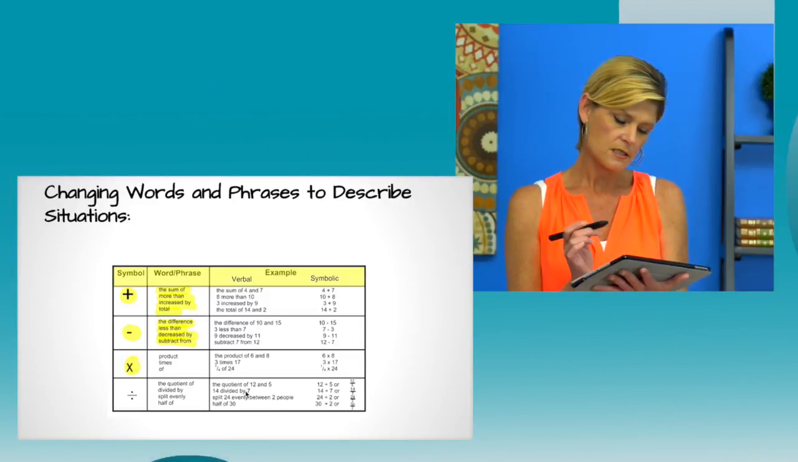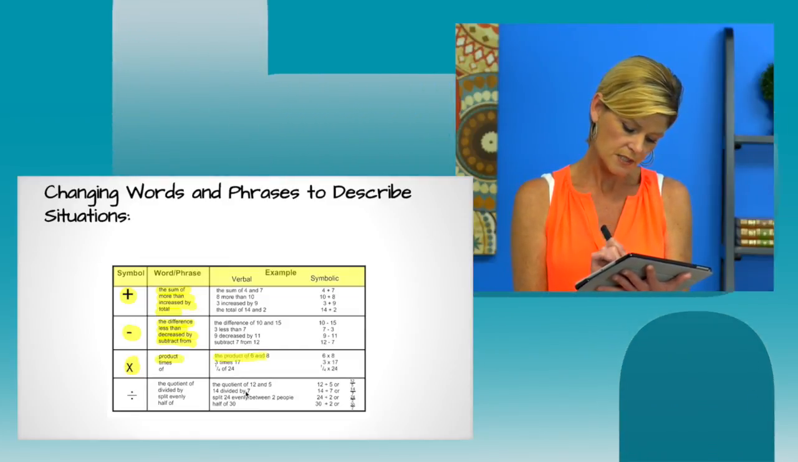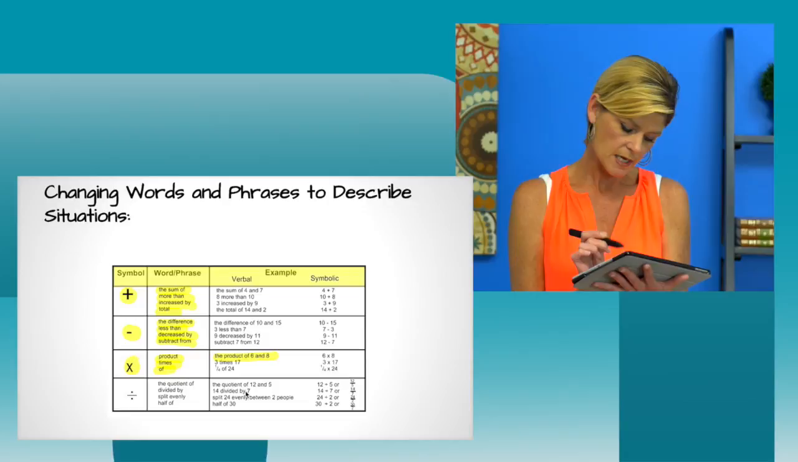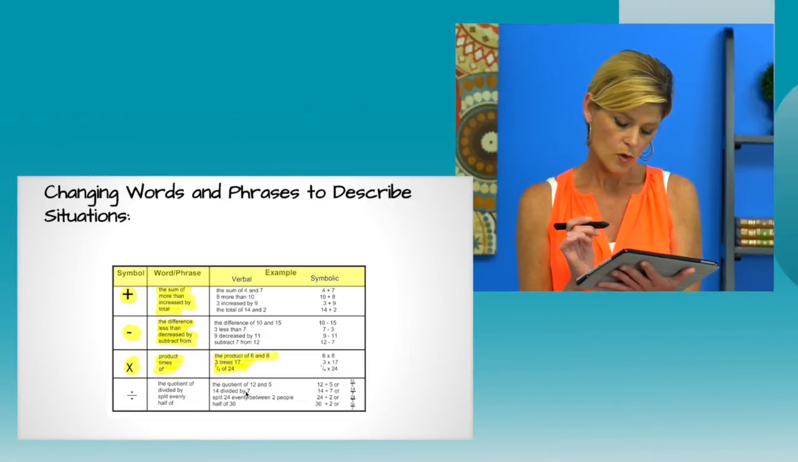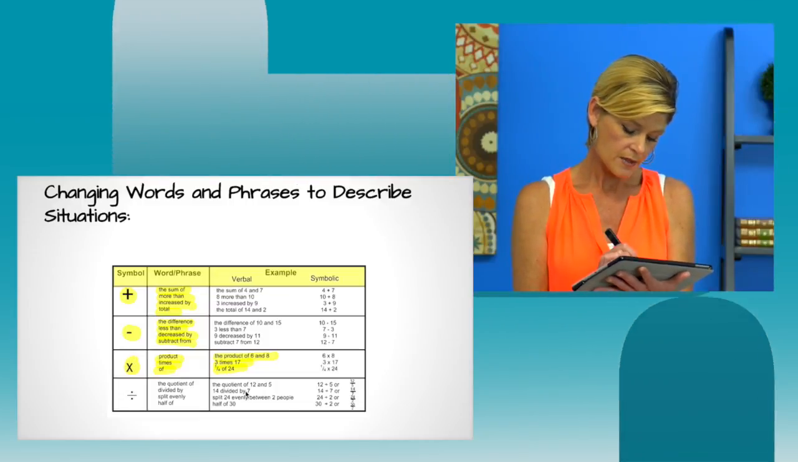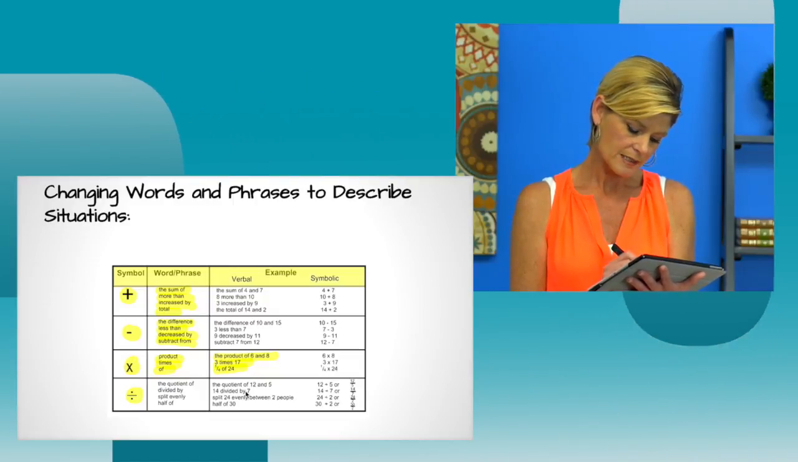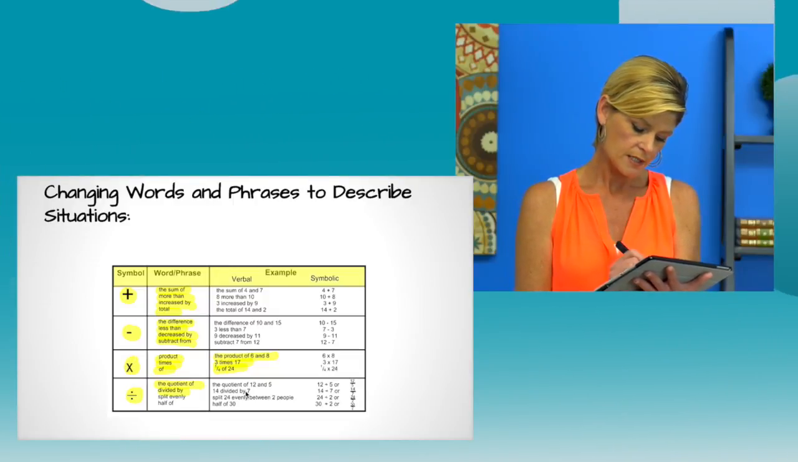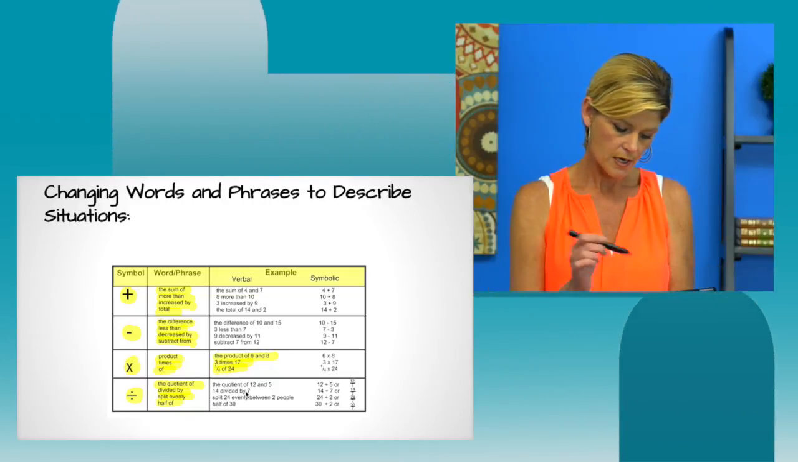If the question is asking you to multiply, you'll see words and phrases like the product of 6 and 8, times, of, that tells you 3 times 17, 1/4 of 24. That tells you that you need to multiply. And the problem will be asking you to divide if you see words and phrases like the quotient of, divided by, split evenly, and half of.